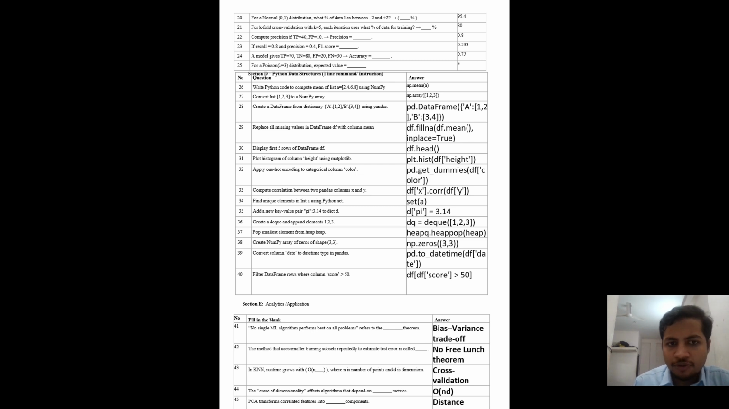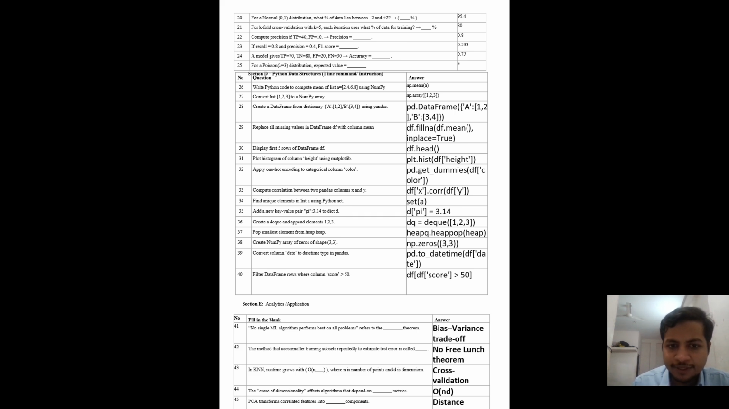Now we have to plot a histogram of height. We know for that we have the matplotlib library. So we just use the hist function which draws the histogram. So we write plt.hist(df['height']). Now 32nd question, which reads as apply one hot encoding to categorical column color. For that we write pd.get_dummies(df['color']). 33rd question, compute correlation between two pandas columns x and y. For that we have the function corr. So we write df['x'].corr(df['y']).